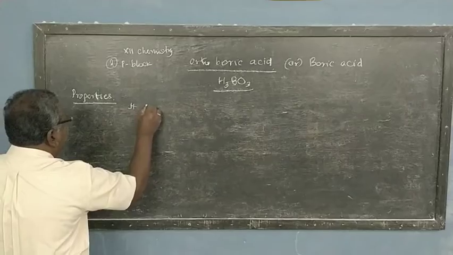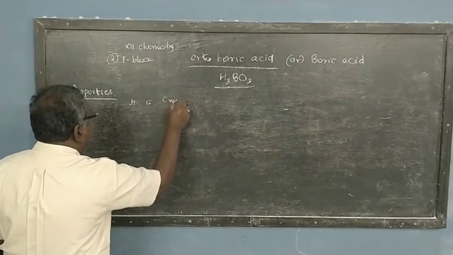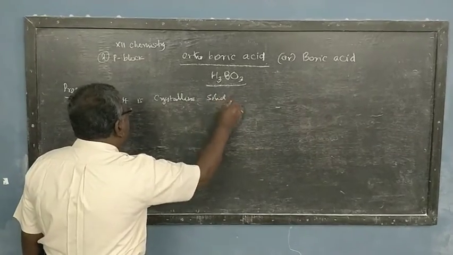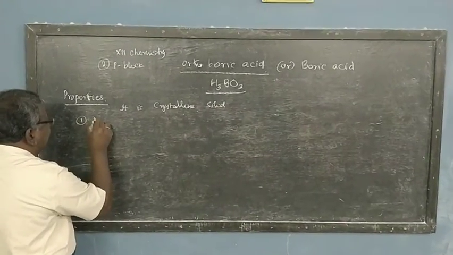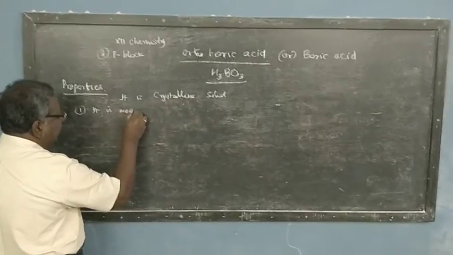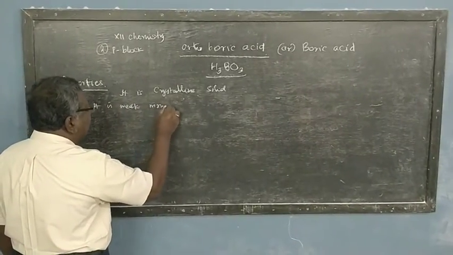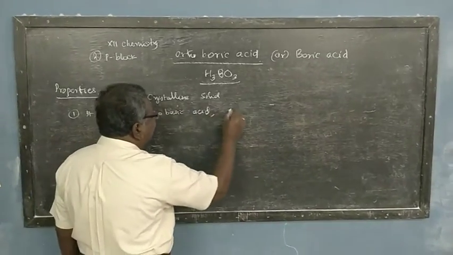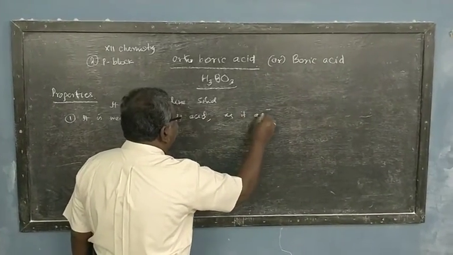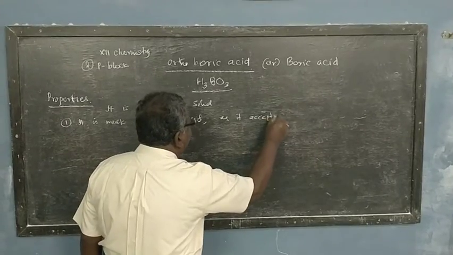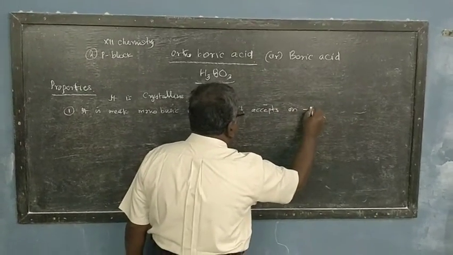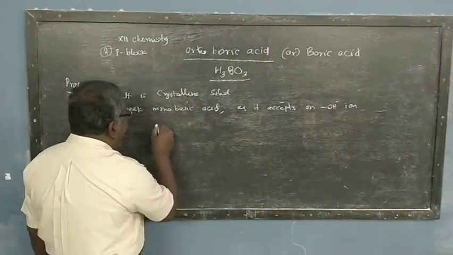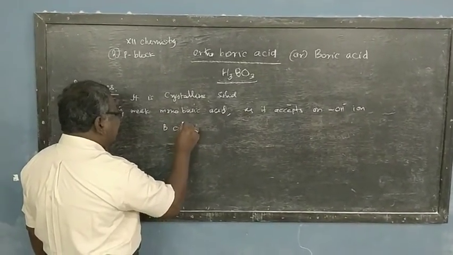It's a crystalline solid, right? Then it is a weak monobasic acid, as it accepts one OH minus ion. Right? So when boric acid, the formula can also be written like this.